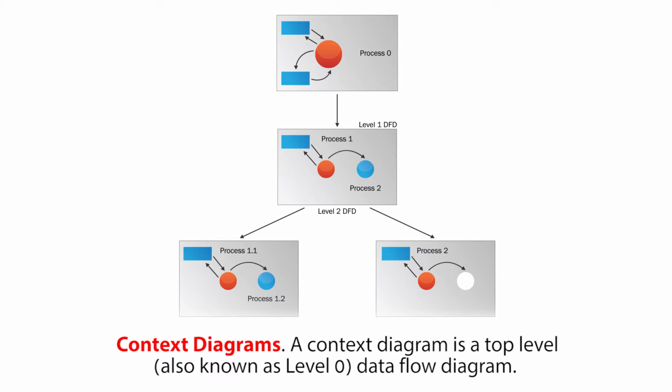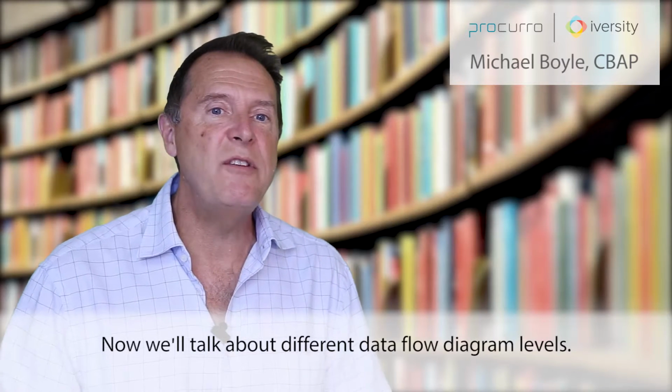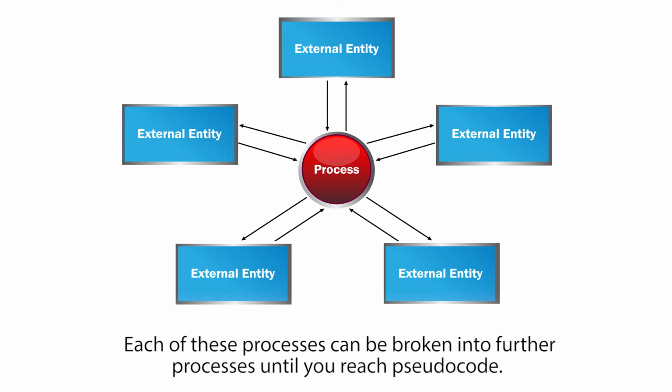Context diagrams. A context diagram is a top level, also known as level 0, data flow diagram. It only contains one process node, process 0, that generalizes the function of the entire system in relationship to external entities. Now we'll talk about the different data flow diagram levels. DFD levels. The first level DFD shows the main processes within the system. Each of these processes can be broken into further processes until you reach pseudocode.